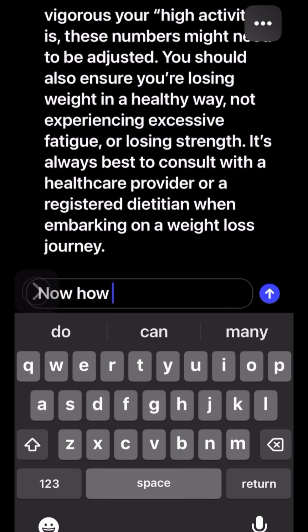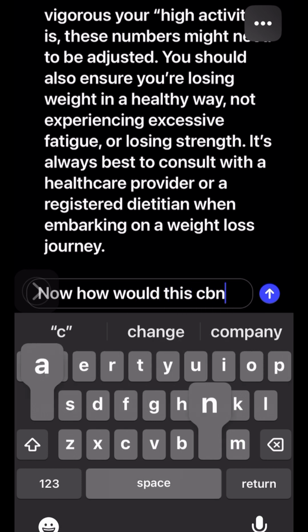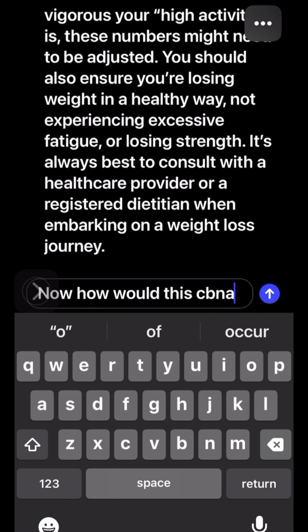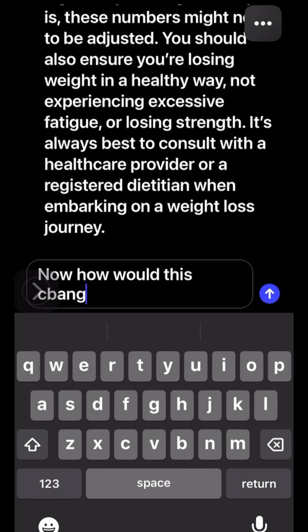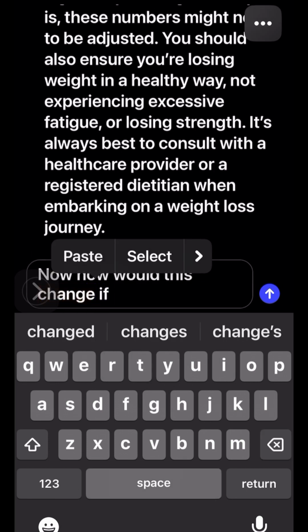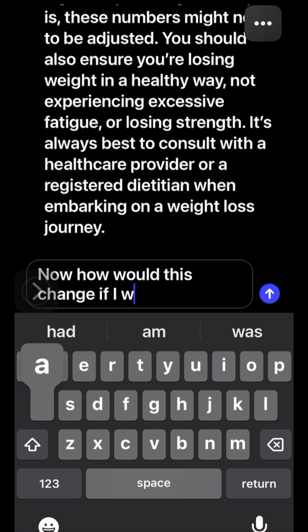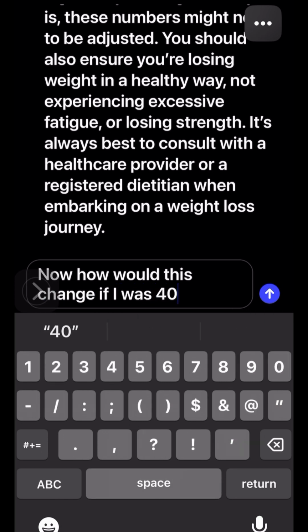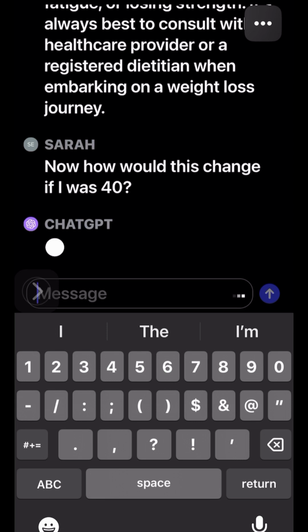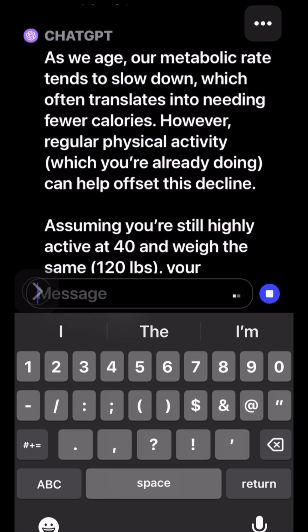Okay, I now asked the AI how this would change if I was in my 40s instead of in my 30s, just because a lot of people don't always understand why their calorie needs seem so different as they age. And a lot of that has to do with the reduction of muscle mass, which ultimately can reduce the metabolic rate. This isn't always true, but it's pretty common.